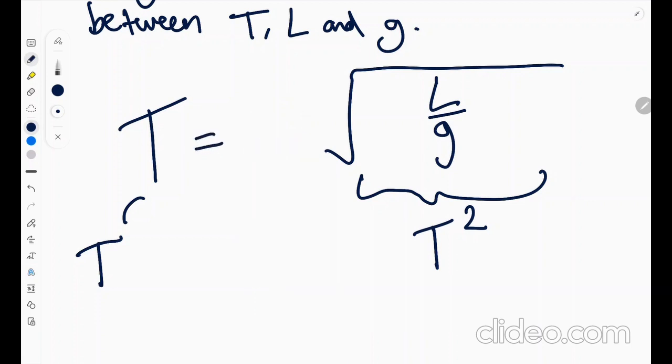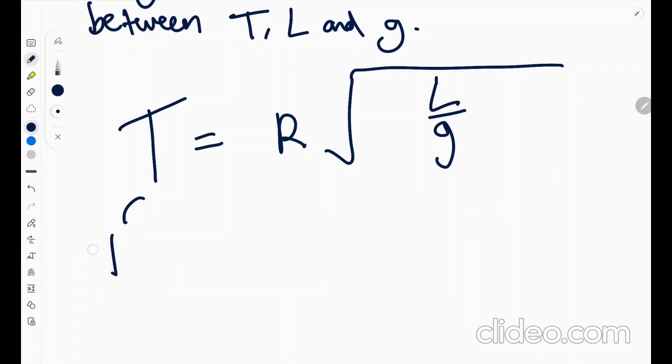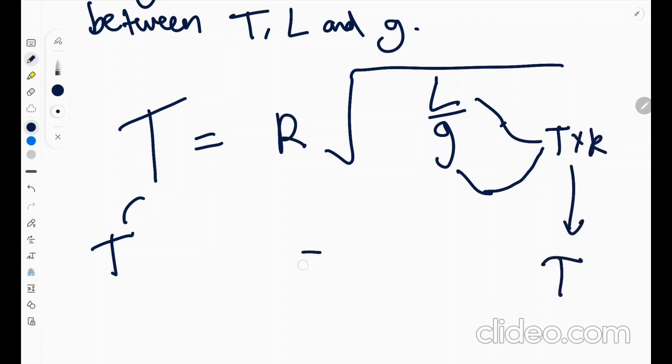To verify this, let's have a look at the dimensions. t has dimension T, L has dimension L, and g has dimension L over T squared. For L over g, if we multiply both sides by T squared, we have L times T squared divided by L. The L's cancel, so we have T squared. Take the square root of this, so the dimension becomes T, and k times T, since k is dimensionless, will still have dimension T. And T is equal to T. This is consistent with the principle of dimensional homogeneity.